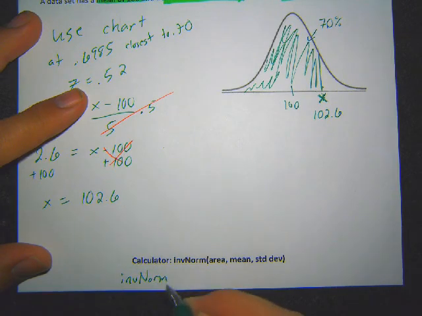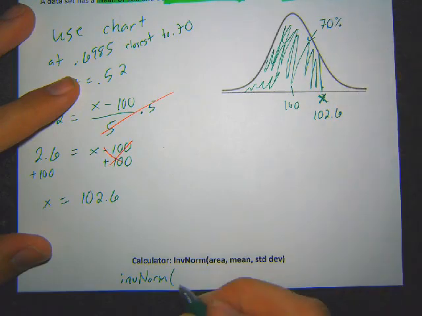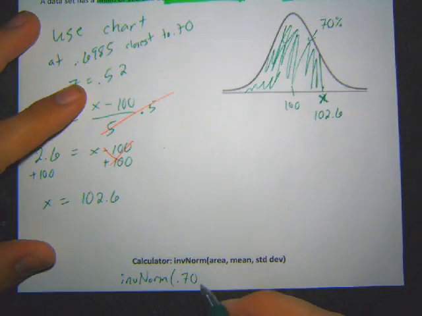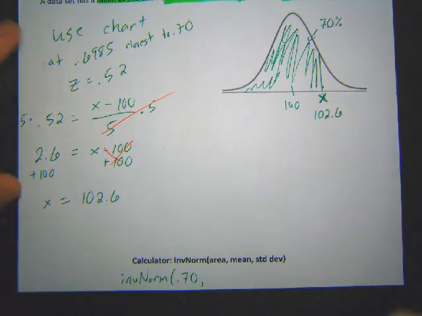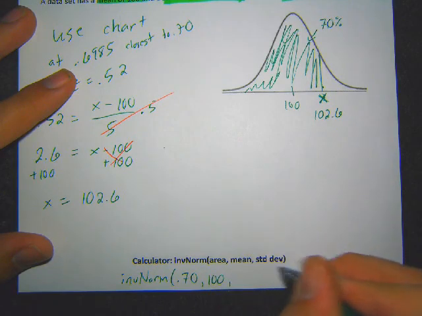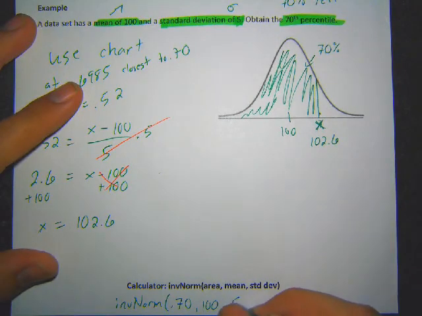So in norm. And then the area, which in this case is going to be the 70%, we're going to put in as 0.70, or you could just put 0.7 because you don't really need the 0. The mean in this case would be the 100. And the standard deviation, which is the given 5. So the standard deviation is 5. And so that's what we'll put in.